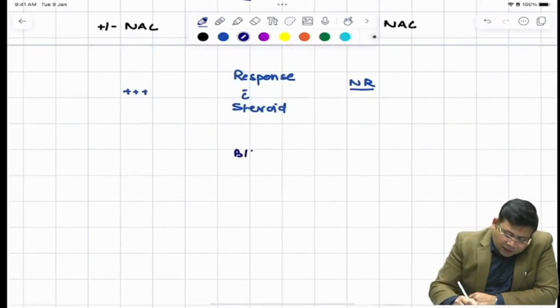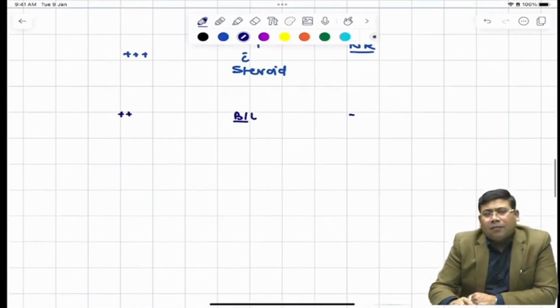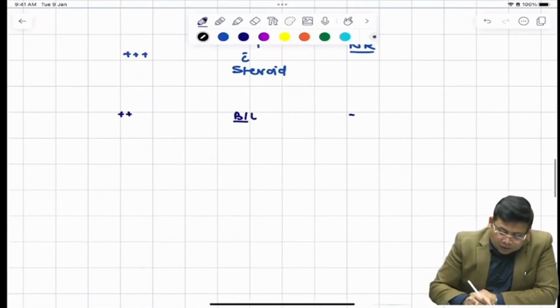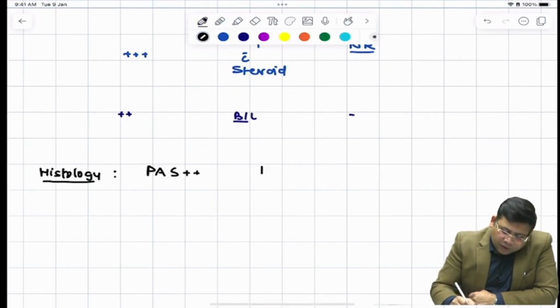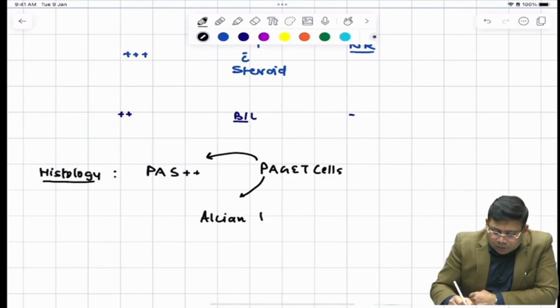Which condition tends to be bilateral? This may be bilateral, this is never bilateral. Do you know what is on histology? What do you get to see in case of Paget's? And this is important. They are PAS positive. They contain Paget cells. So Paget cells are special cells which are PAS positive, or students, Alcian blue or black positive.